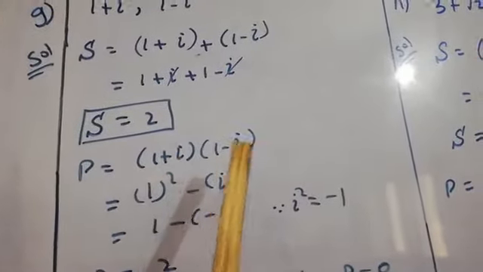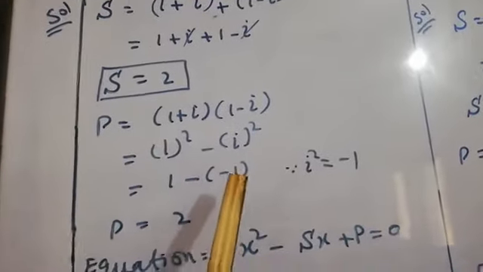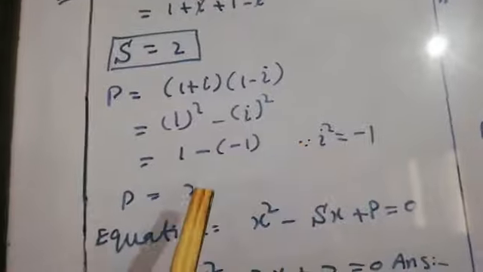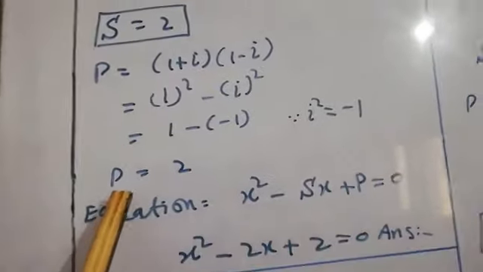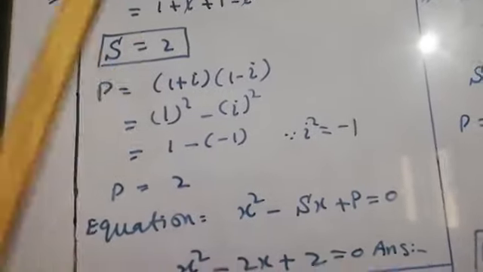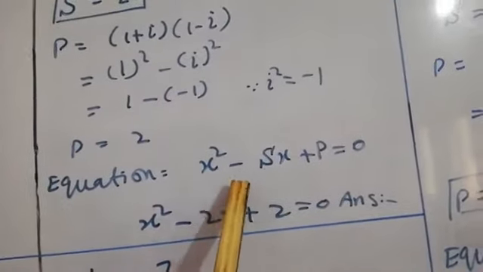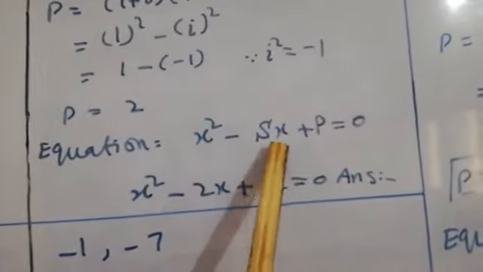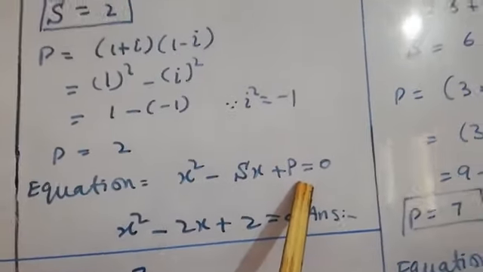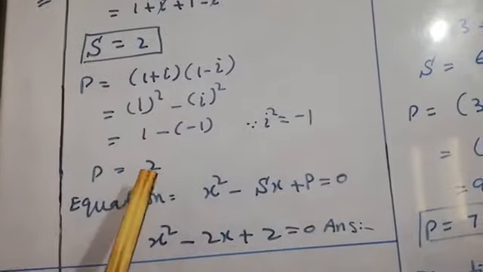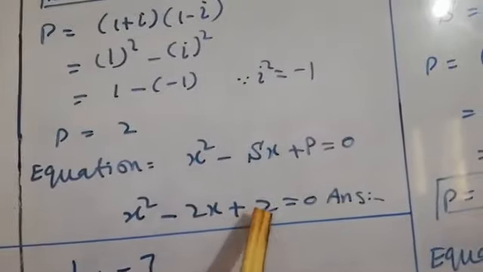1 plus iota into 1 minus iota, by using the formula, is 1 square minus iota square, and you know that the value of iota square is -1, so minus minus becomes plus, 1 plus 1 is 2. So the product of roots is also 2 and the sum is also 2. This is the general and standard formula to form the equation: x square minus sx plus p, s for sum of roots and p for product of roots. So we put the value of s, which is 2, and the value of p, which is also 2.